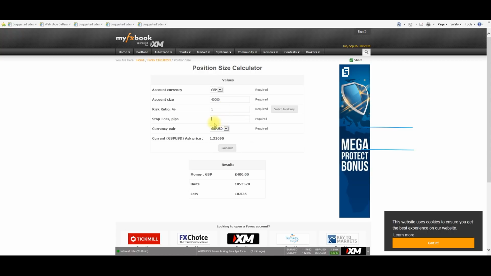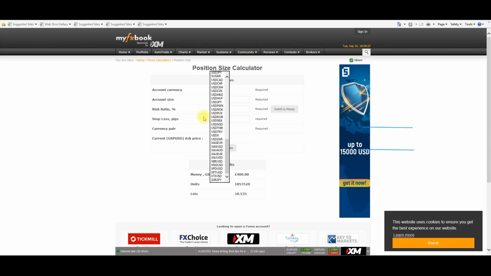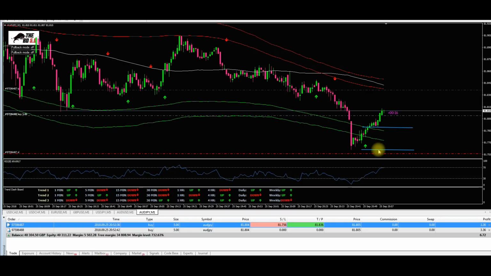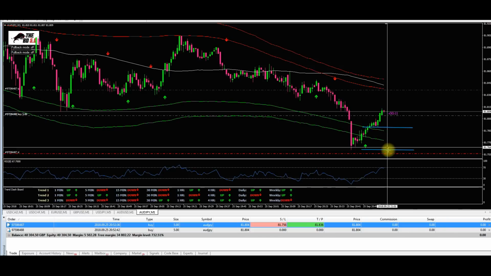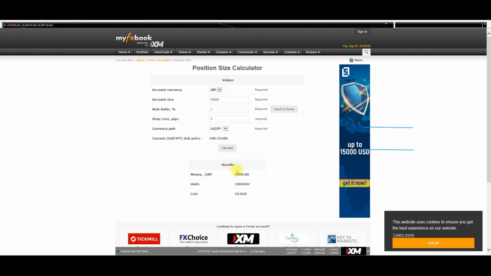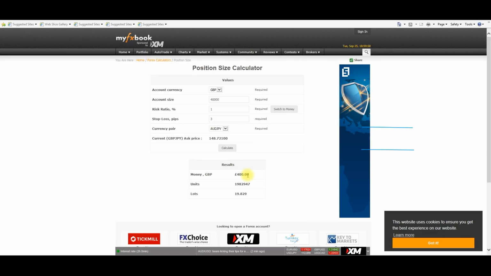My stop loss was, what was it, 3 pips, let's say. The currency pair that I'm trading, which was AUD JPY, which is here, tells me my lot size. So in this trade here, if I set my stop loss here, I'm going to lose £400. So if this trade goes south and I lose the trade, I'm only going to lose £400. Okay, you understand that?